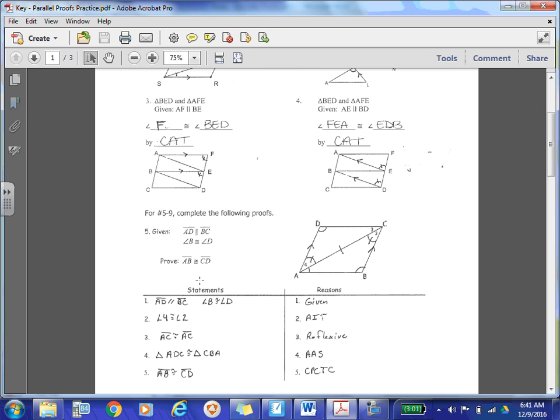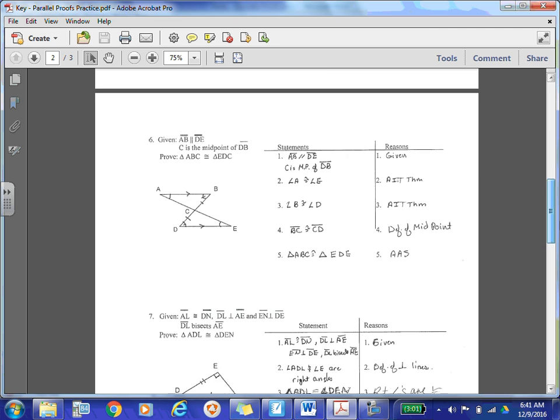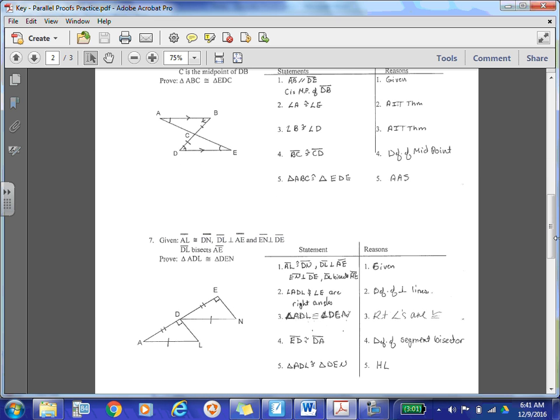I wanted to first show you the answer key that went along with your homework assignment yesterday. So please grab your parallel proofs practice worksheet. At any time you need to stop this video to make sure you're checking your answers over, please do so. The answers for page 1 are up on the screen. The answers for page 2 of your proofs.